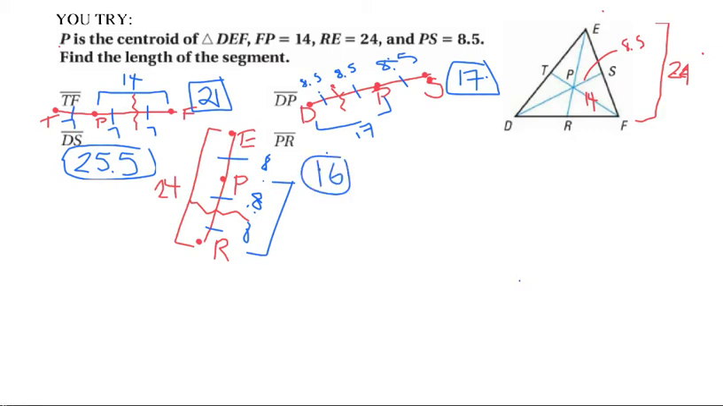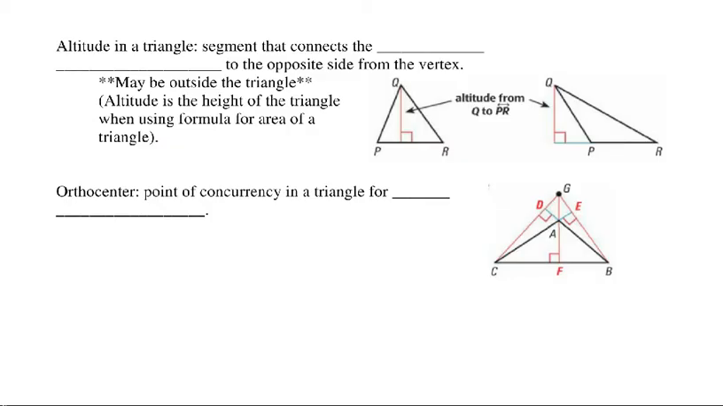So we were talking about medians before, and now we're going to talk about altitudes. So altitude is really just another name for the height of a triangle. It connects the vertex to the opposite side of the triangle, but it needs to be perpendicular to the opposite side. And it could be outside the triangle like it is shown in the second picture over here. When there are 3 altitudes in one triangle, the point of concurrency is called the orthocenter. So almost the circumcenter, but it's the orthocenter.